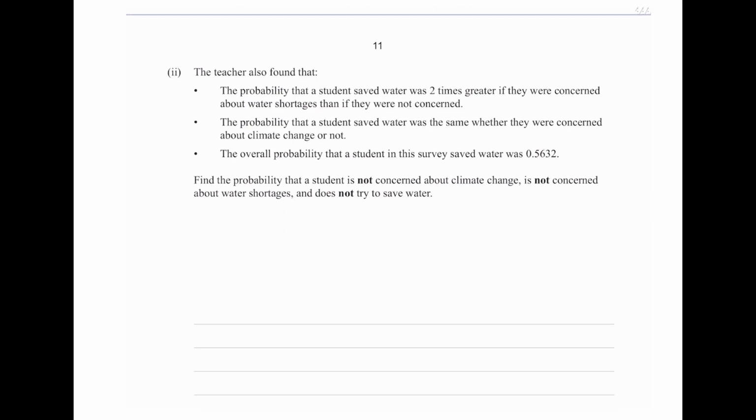The teacher also found that the probability that a student saved water was 2 times greater if they were concerned about water shortages than if they were not concerned. The probability that a student saved water was the same whether they were concerned about climate change or not, and that the overall probability that a student in the survey saved water was 0.5632. So we want to find the probability that a student is not concerned about climate change, is not concerned about water shortages, and does not try to save water.